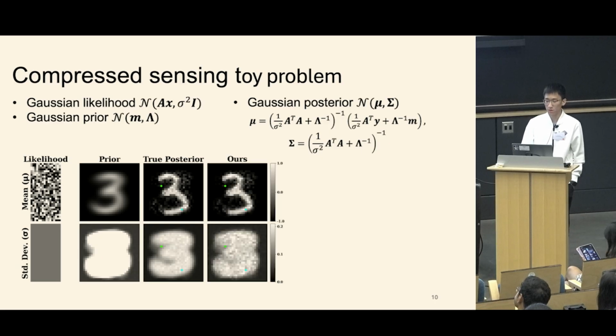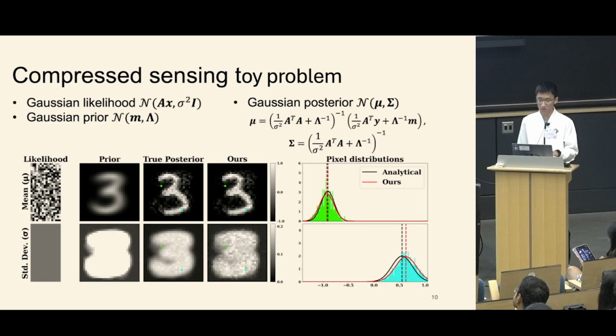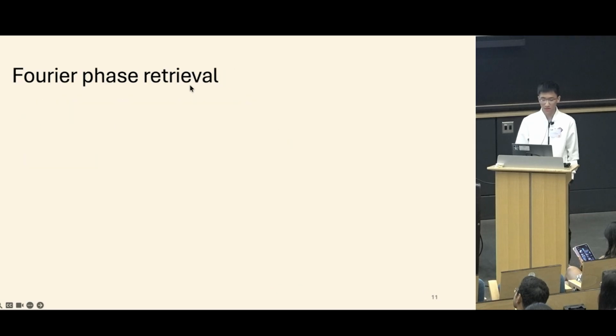So what we did is we compared the posterior estimated by our method to the true posterior, and we see that they match nicely on both the mean and standard deviation. And we also took a look at the pixel histogram and verified that it matches nicely with the per pixel brightness probability densities.